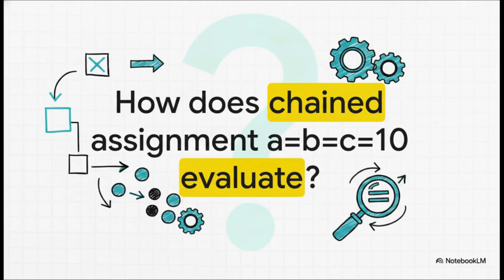All right, before we wrap up this explainer, I want to leave you with 2 quick challenges to test your new knowledge. First up is this chained assignment question. If we write A equals B equals C equals 10 in a program, how exactly does the assignment operator process this chain, and what is going to be printed? Remember those associativity rules we talked about earlier?